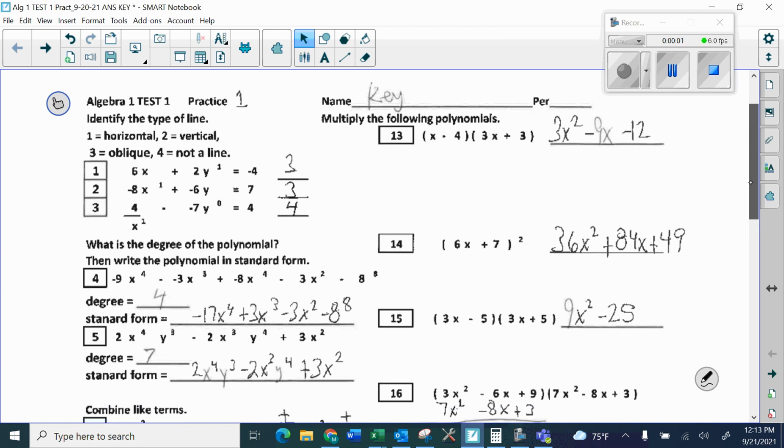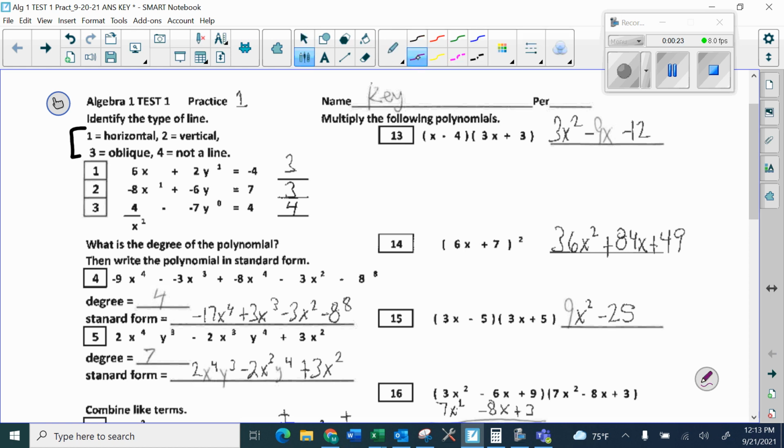Okay, students, let's go over your first practice test. In problems 1 through 3, we're trying to determine if these equations are lines or not a line. And if they are a line, what type of line are they? Horizontal, vertical, or oblique? As you see right here in 1, 2, and 3. We did plenty of these in class.